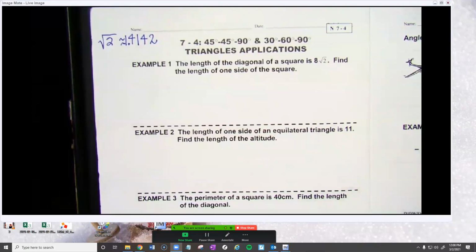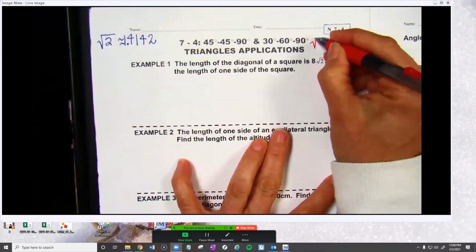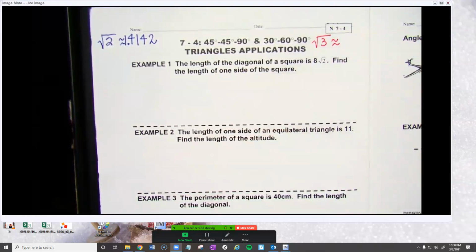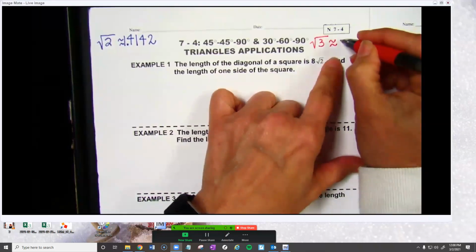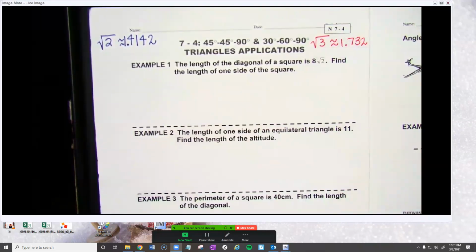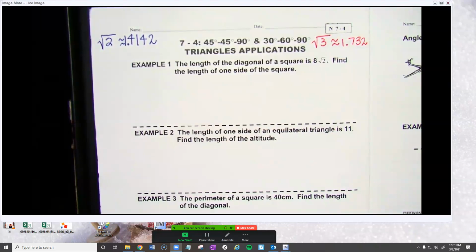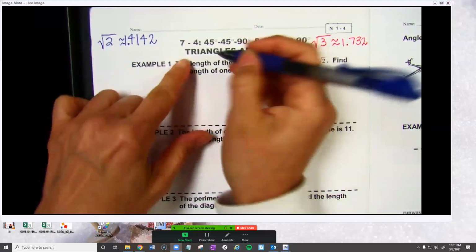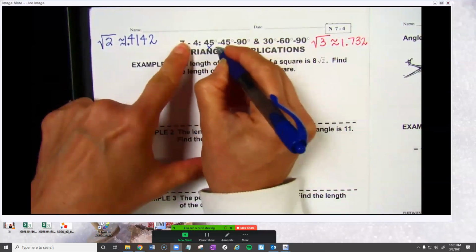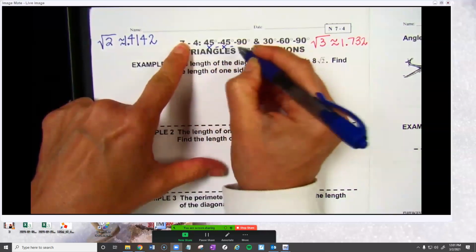And we're also going to use the square root of 3. And the square root of 3 is approximately 1.732. All right. So do remember the setup for the 45, 45, 90. Remember the legs are x. And I'm just going to write x root 2.